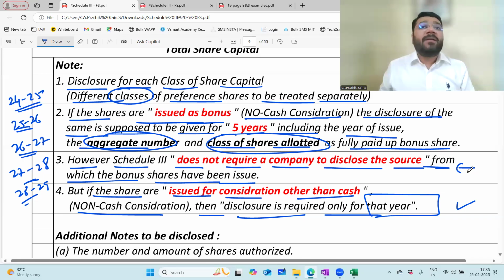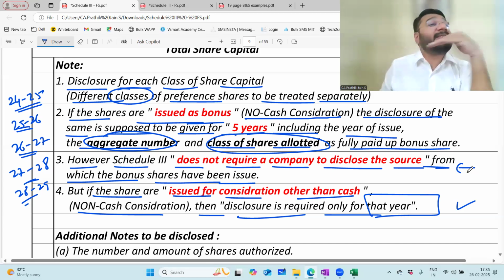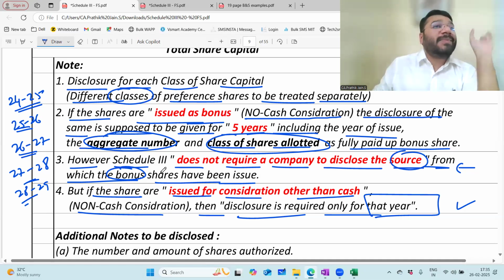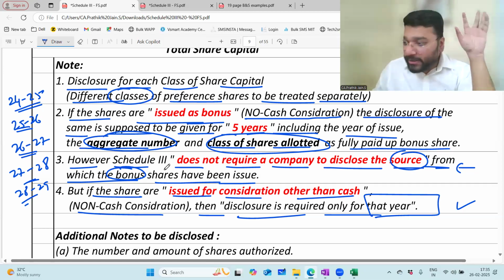So now, I'm asking a question. Schedule 3 requires the company to disclose the source from which the bonus shares are issued. True or false? False. Schedule 3 never asks you to disclose the source of the issue of bonus shares. Am I loud and clear? Online people, am I loud and clear?